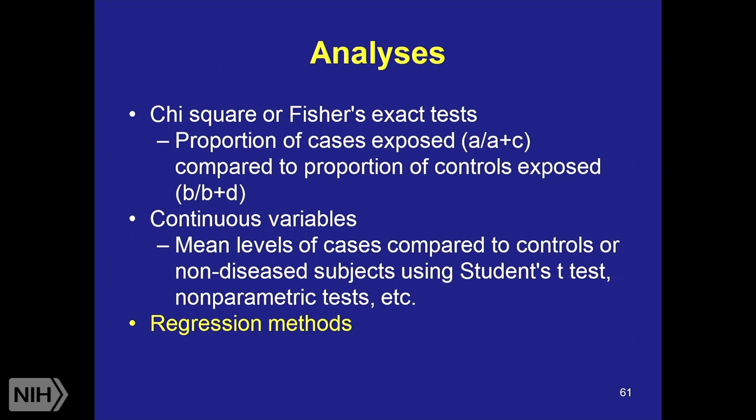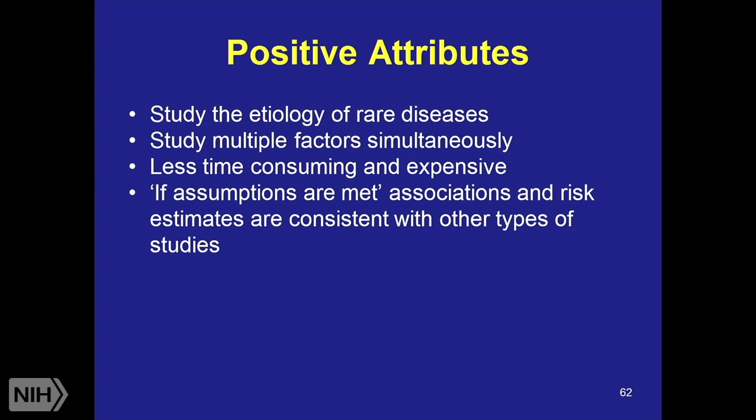The analyses tend to be proportion of cases exposed compared to the proportion of controls exposed. A lot of times, while we use all these different tests, it should come down to regression. Again, when in doubt, use regression. Put a bunch of variables in the model.